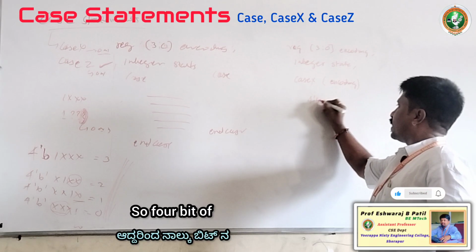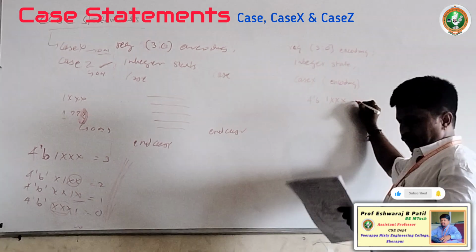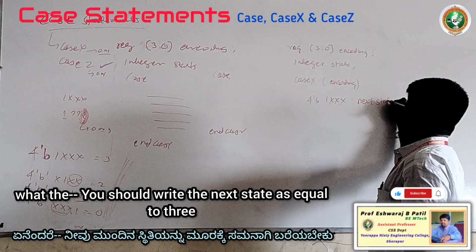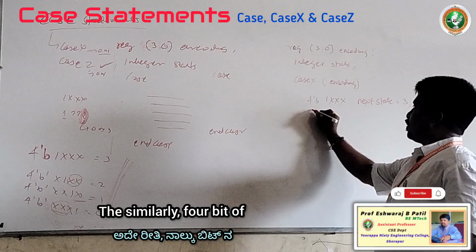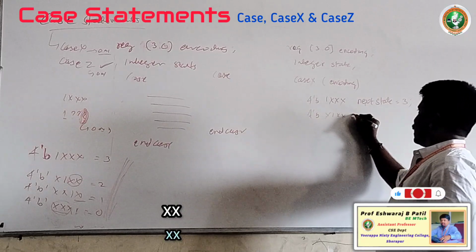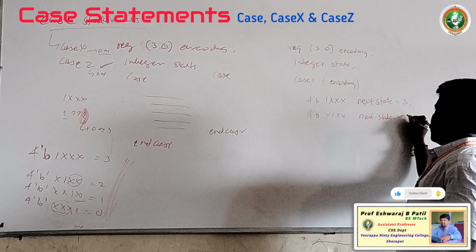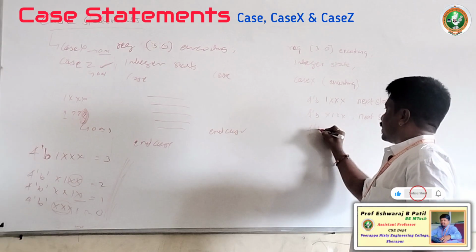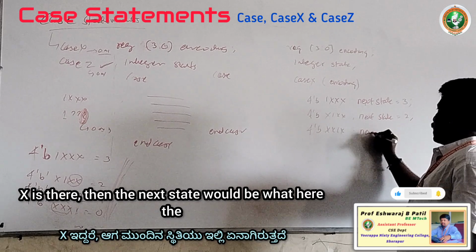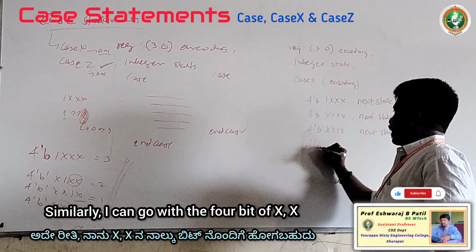What are the statements? 4-bit 1XXX, then the next state should be written as equal to 3. Similarly 4-bit X1XX, the next state is 2. Okay, similarly I can write 2 more. 4-bit X1X, then the next state would be 1.